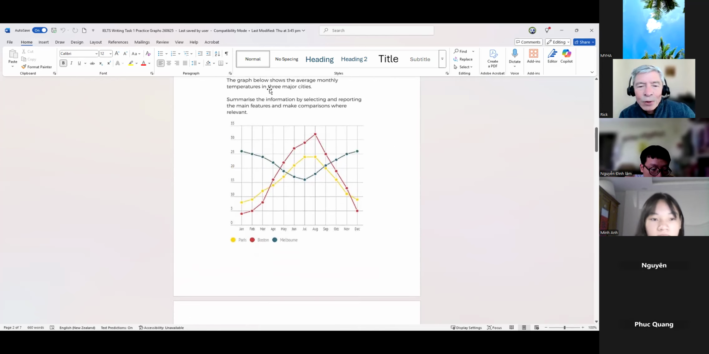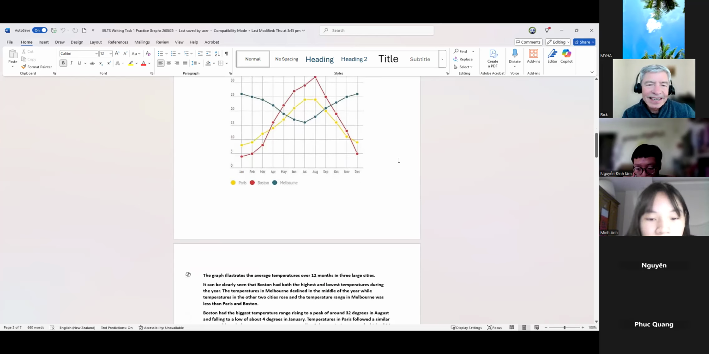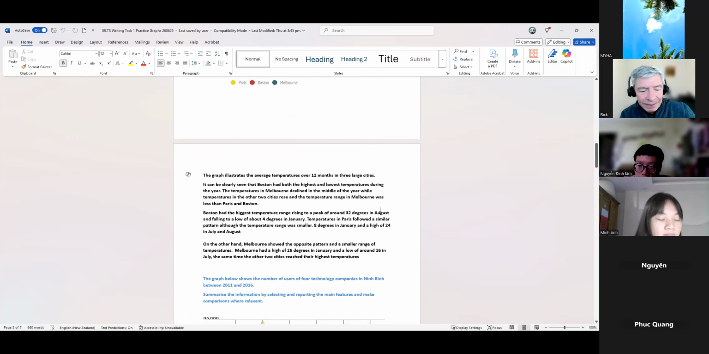Okay, three major cities. Phu Quang. You can see the prompt says three major cities. What does the paraphrase say instead? Three large cities. Correct, okay, means the same thing. Three large cities, three major cities, means the same thing.